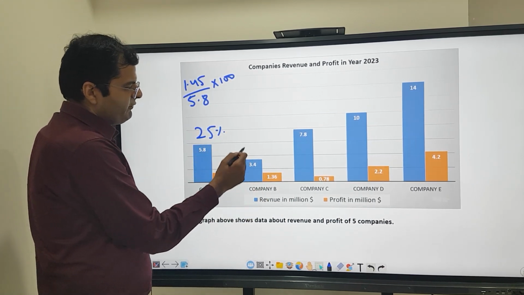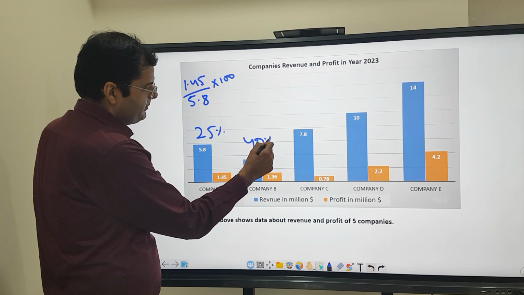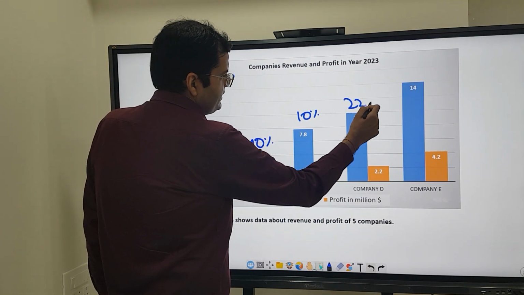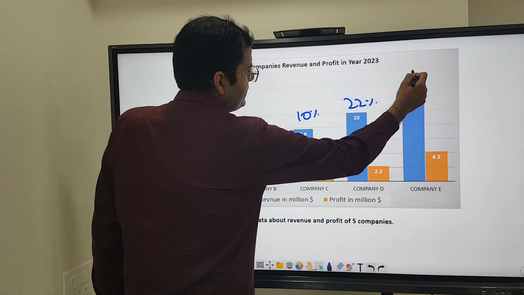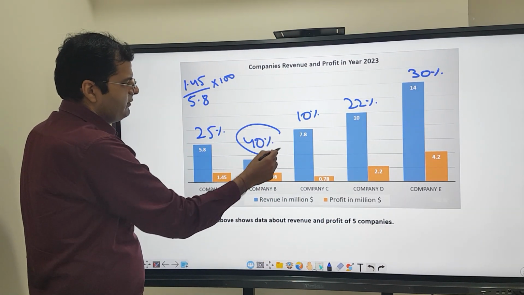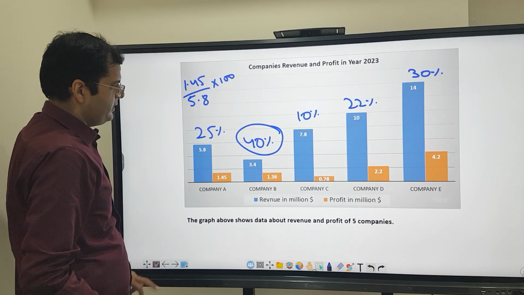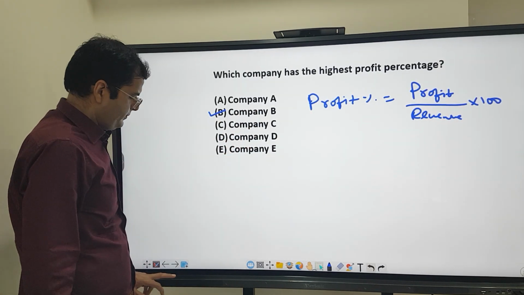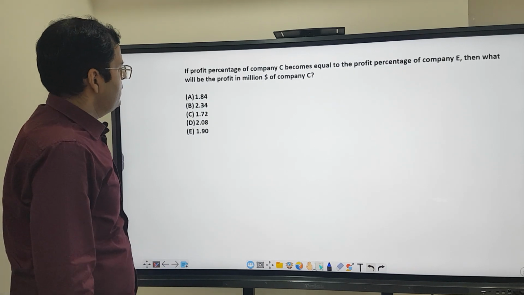By the same logic, if you calculate for company B, it is 40%. For company C, it is 10%. For company D, it is 22%. And for company E, it is 30%. So it is highest for company B, which is 40%. Okay, so answer option B, company B, is the right answer here. Now we look at the next question.